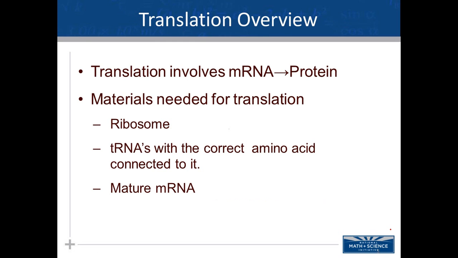Translation involves messenger RNA being used as a template to make a protein molecule. Remember, the word template means a pattern. The materials that you're going to need for translation include a ribosome, transfer RNA with the correct amino acid connected to it, and mature messenger RNA that has been processed in the nucleus if you're referring to a eukaryotic cell.